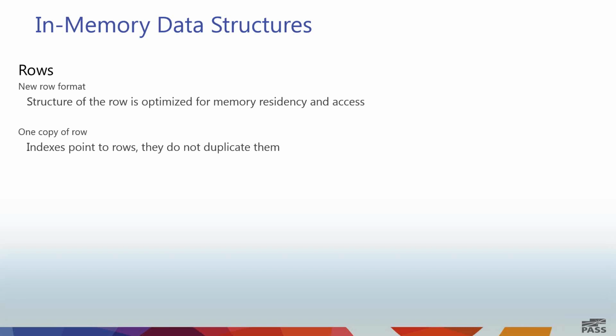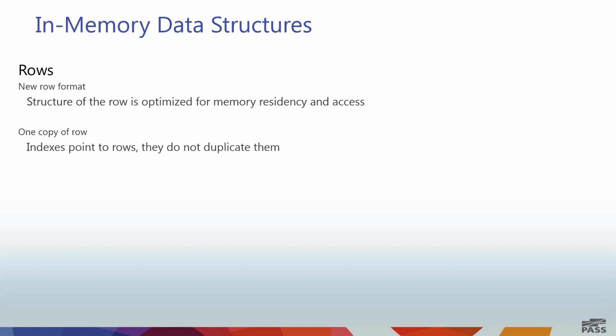So when thinking about the new in-memory data structures, there are two main components. First, there are the table rows, where we have a new format for rows, and the structure of the rows is optimized for memory residency and access. One key thing to keep in mind is that the row is our atomic data storage unit. So we don't have any pages or anything, we just have rows that live in memory that are addressable, and they have a new format which I will discuss.